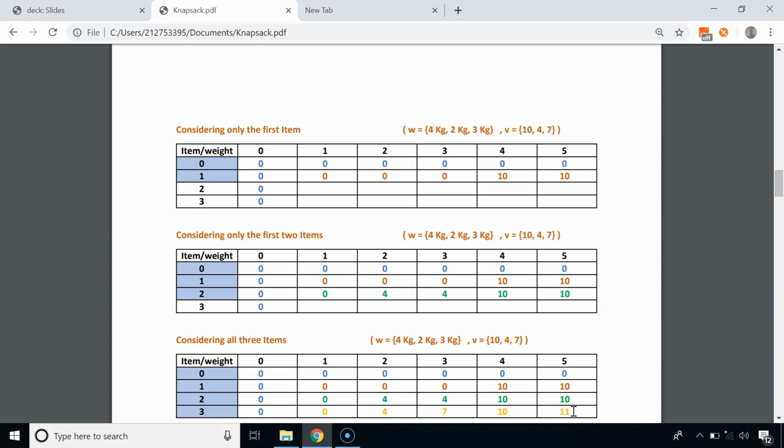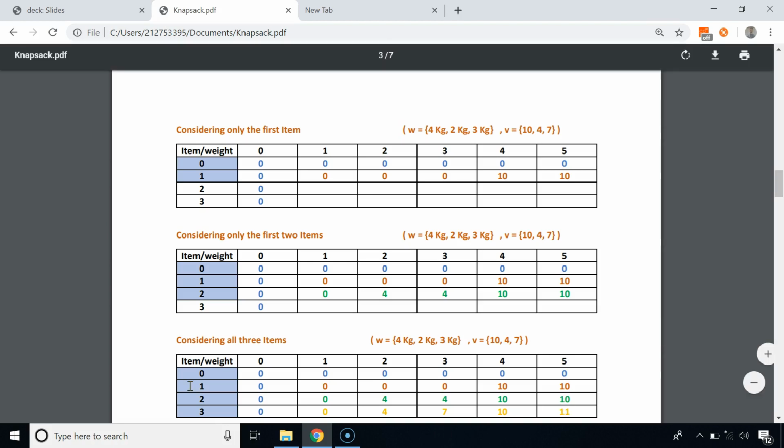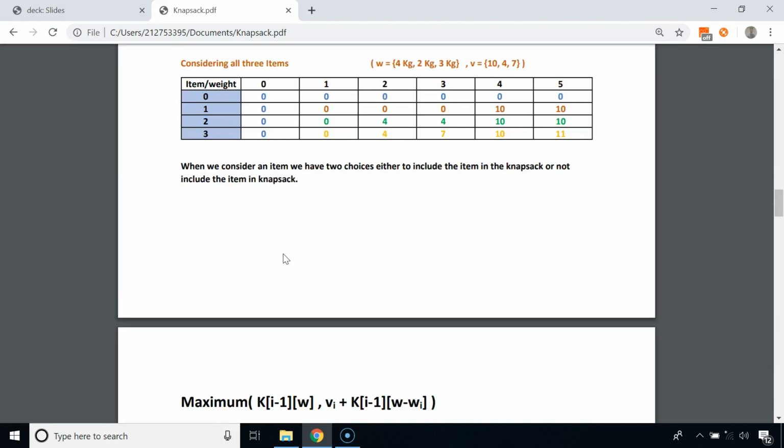So we will include both the second and third item, which will give us the maximum value, which is 11. So we got the solution to our actual problem. So given these three items, and if the knapsack capacity is 5, the maximum value we can get is 11. Now let's see how solving subproblems helps us in finding the solution to the actual problem. And also there is one very important thing to know about the solution of this problem.